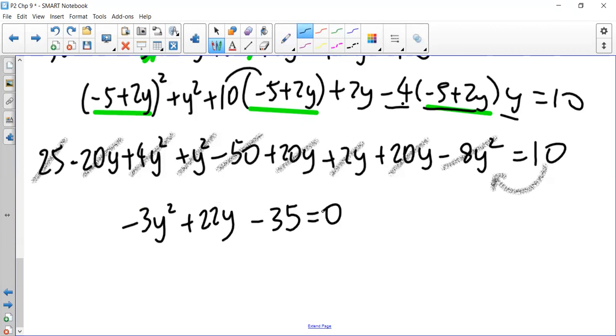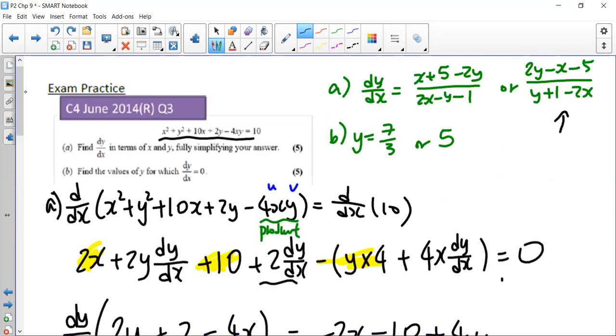Then you can plug it in the calculator and pray, hope for the best. It gives you the answer, and you will get y equals 7 over 3 or 5, which is the final answer that you need. Quite a long question, but here you go. Right? Thank you for listening, and that's the end of implicit differentiation.